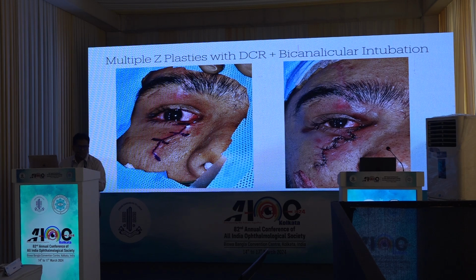So what we did was multiple Z-plasties, and also a lateral canthotomy and cantholysis to release the eyelid to the medial side. Then we did a DCR in the same setting, because we would be able to put in a bicanalicular stent, and that would help keep the medial canthus in the right position.